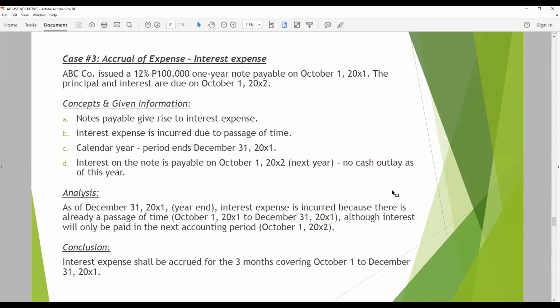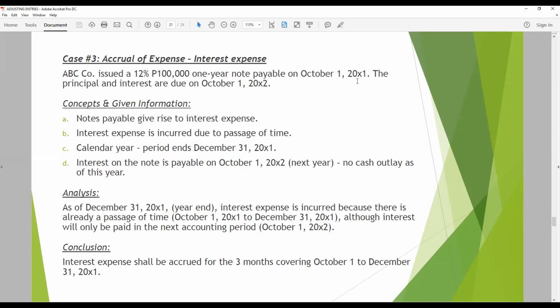So next example is accrual of expense, or interest expense. Earlier, don't get confused. Earlier it was interest receivable. This example is interest expense. So let's analyze the problem. ABC Company issued a 12% 100,000 one-year note payable on October 1, 2021. The principal and interest are due in October next year.